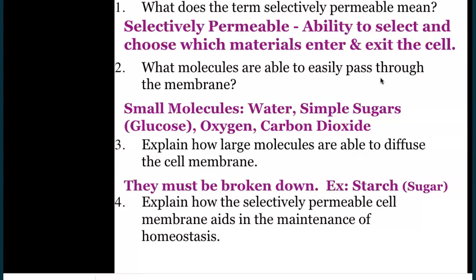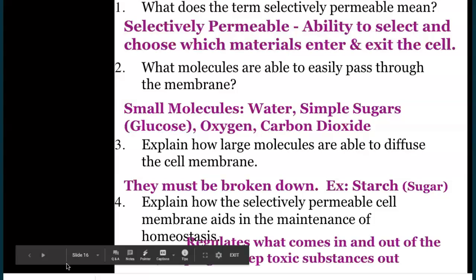And finally, how does the selective permeable cell membrane aid in homeostasis? Could you help me with the last question? Explain how the selective permeable membrane helps maintain homeostasis. It only lets in the certain things it needs for food and oxygen. Good. Yeah. Perfect. And also getting rid of the things that would be bad for it.